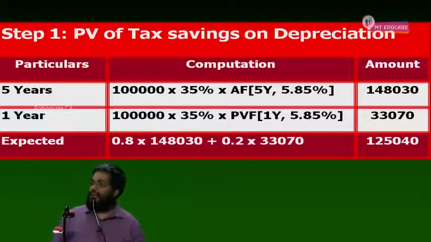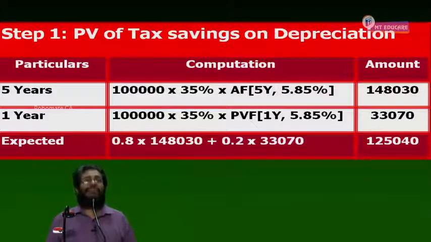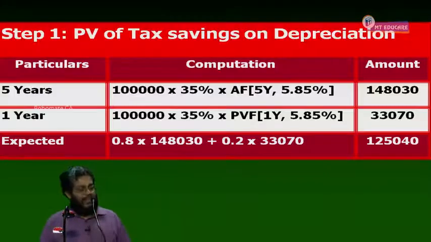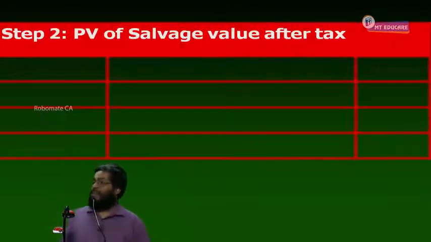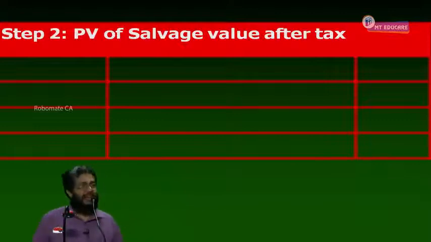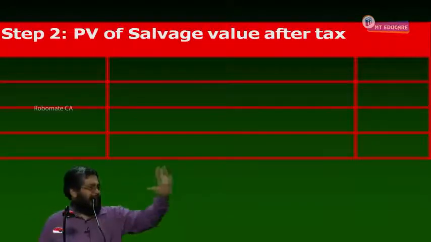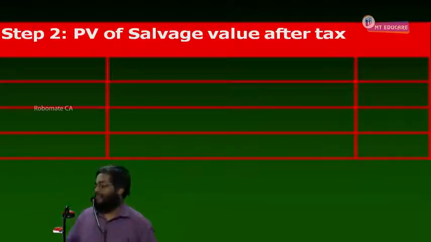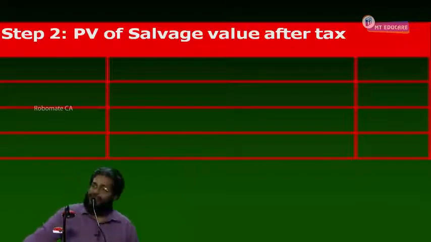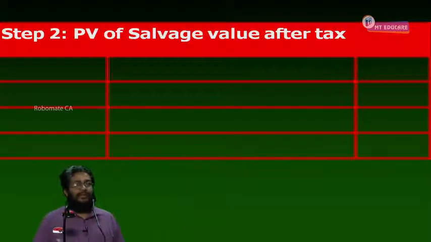Now, step 1 is over. Can you guess what step 2 is? Salvage value after tax. I hope you have finished writing. Next, step 2: present value of salvage value after tax. Since I depreciate the full asset amount, the entire salvage value becomes gain. Finish writing or not?